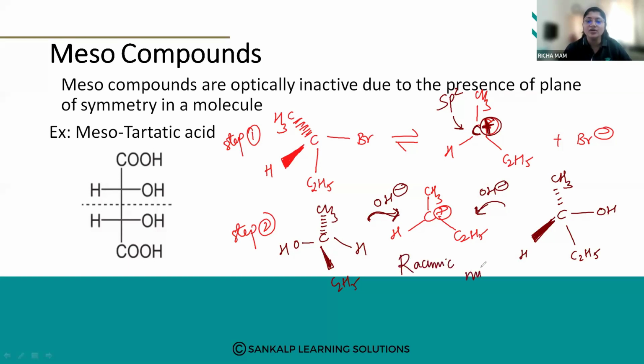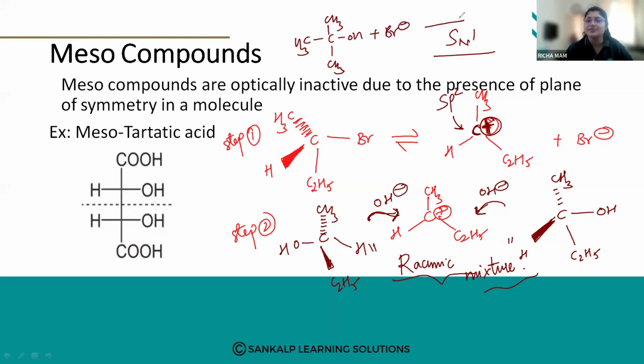And whenever we are writing them, they won't ask you for it, but it is for understanding. But when you write the SN1 mechanism, just write the regular steps that I have taught you. It will undergo a retention of configuration. And stereochemically, you have to show attack from both sides. That is a racemic mixture.